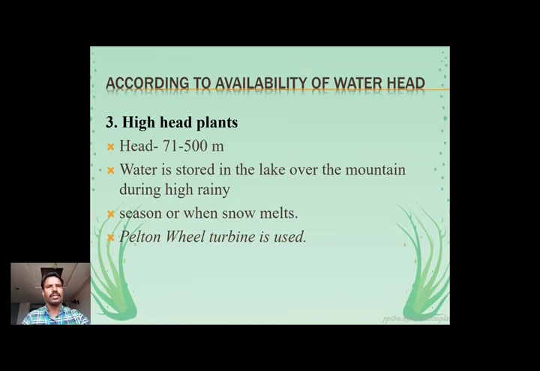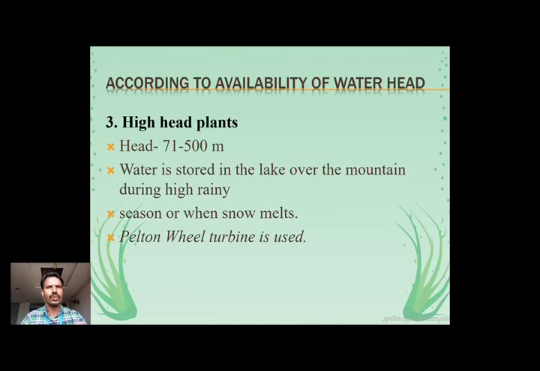High head plant is around 70 to 500 meter. It has a high amount of stored water energy. It is generally used in mountains. The Papanasam Dam is one example, and our Periyar Dam is another example. It works in the rainy season. We construct the penstock of metal or concrete. Here we can use the Pelton wheel turbine.